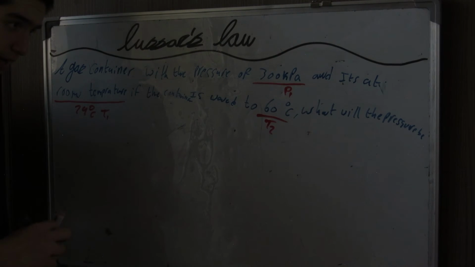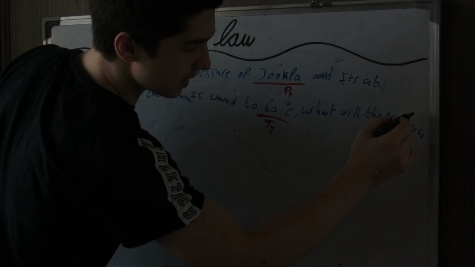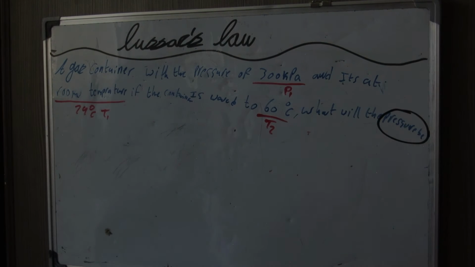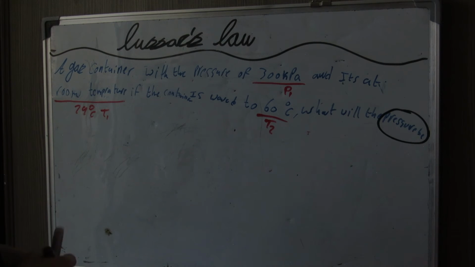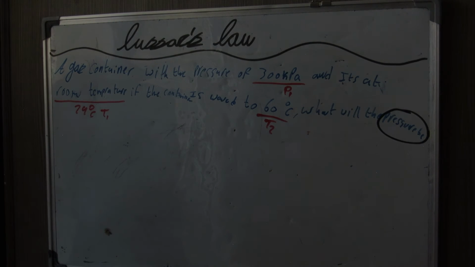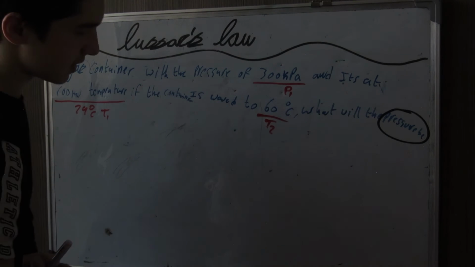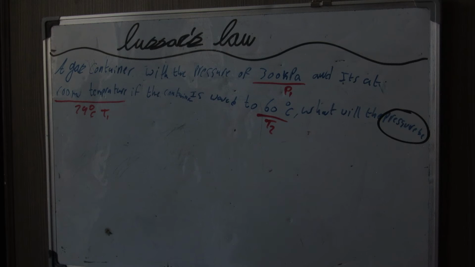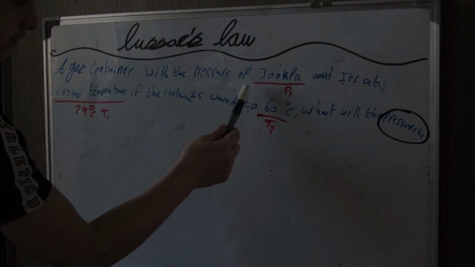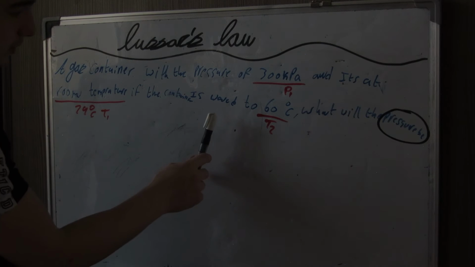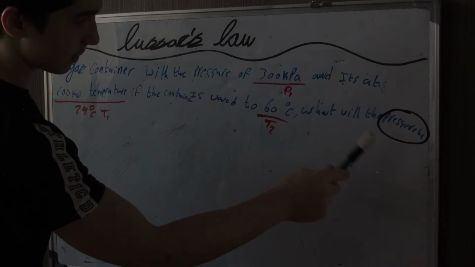Whenever I'm trying to find out the last unit, I circle the given and the ungiven, so you can find the value and remember that we're searching for it. So, from these values, I can tell which one is P1 and which one is T1. How is that? Because it says a container with the pressure of 300 kilopascals and it's at room temperature. If the container is warmed to 60 Celsius, what will the pressure be?